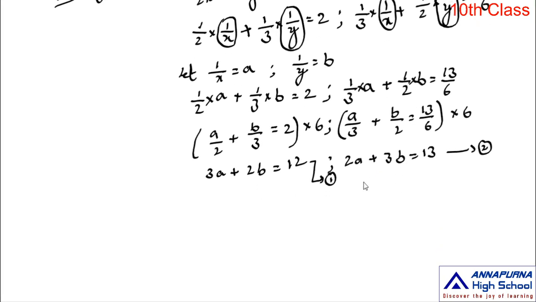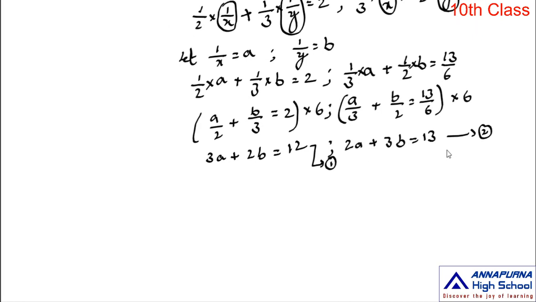So first we solve these two equations. You can apply any algebraic method, because they are linear equations now. We have three methods: substitution method, elimination method, or cross multiplication method. We can choose any method, but here I solve these two equations by the elimination method only. First I write the two equations one by one: 3a plus 2b is equal to 12 and 2a plus 3b is equal to 13.